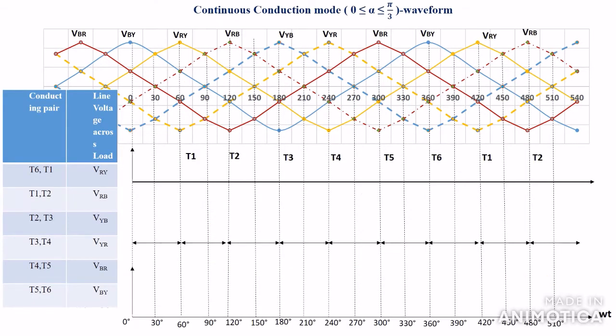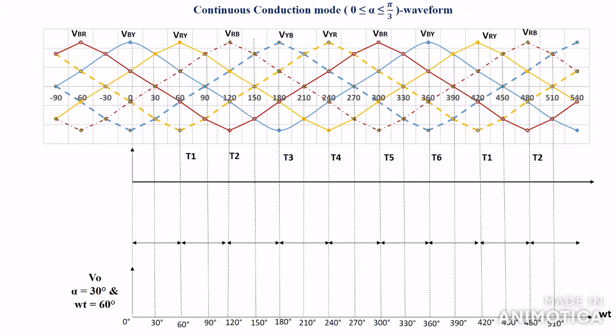This is another set of waveforms for alpha corresponding to 30 degrees. So when alpha is 30 degree, omega t is equal to 60 degree. So this is again continuous conduction mode. Here T1 is triggered at omega t equal to 60, T2 at 120, T3 at 180, T4 at 240, T5 at 300 and T6 at 360 degree. T1 will be conducting for a 120 degree interval, that is from 60 to 180.